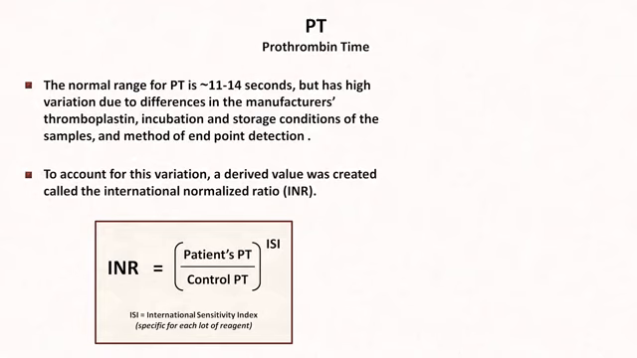The ISI is specific for each lot of thromboplastin reagent. The ISI of each lot is provided by the commercial vendors of thromboplastin, but should be independently confirmed by the clinical laboratory. This didn't completely eliminate the problem of standardization, but it greatly reduced it. A normal INR for someone not on anticoagulation is 0.8 to 1.2.